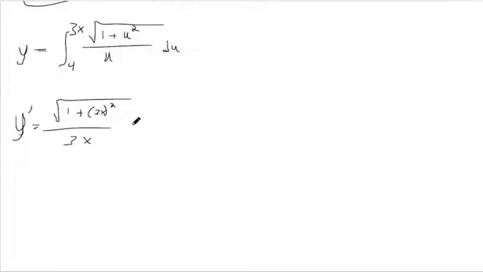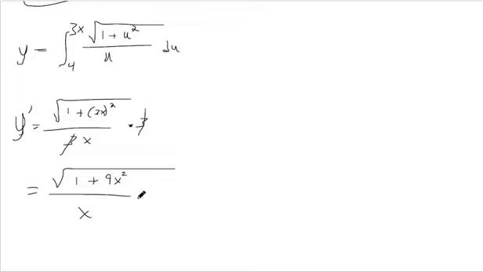And then don't forget about the chain rule. The derivative of 3x is 3. So the 3's can cancel here. And then I can simplify inside the radical. That's 9x squared all over x. There we go.